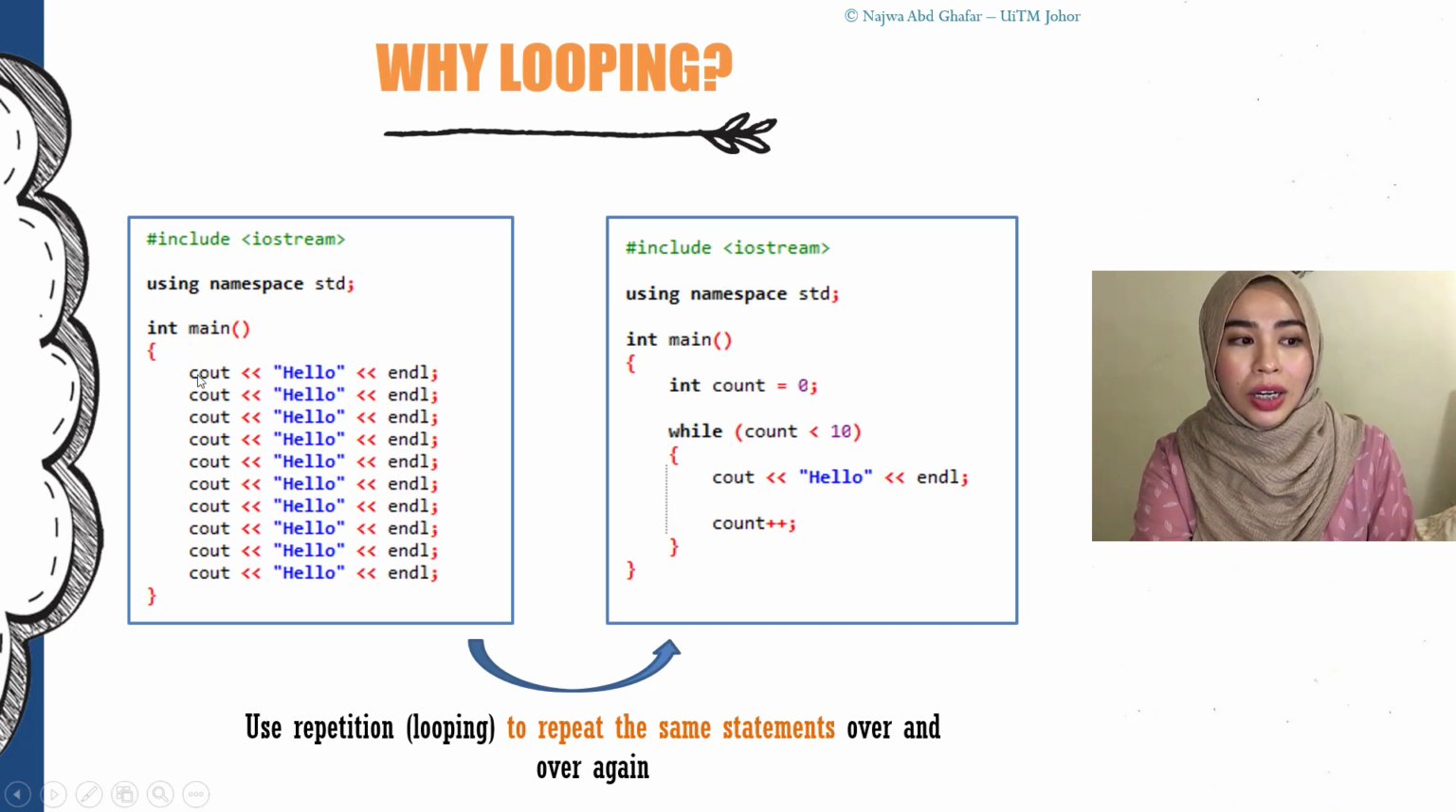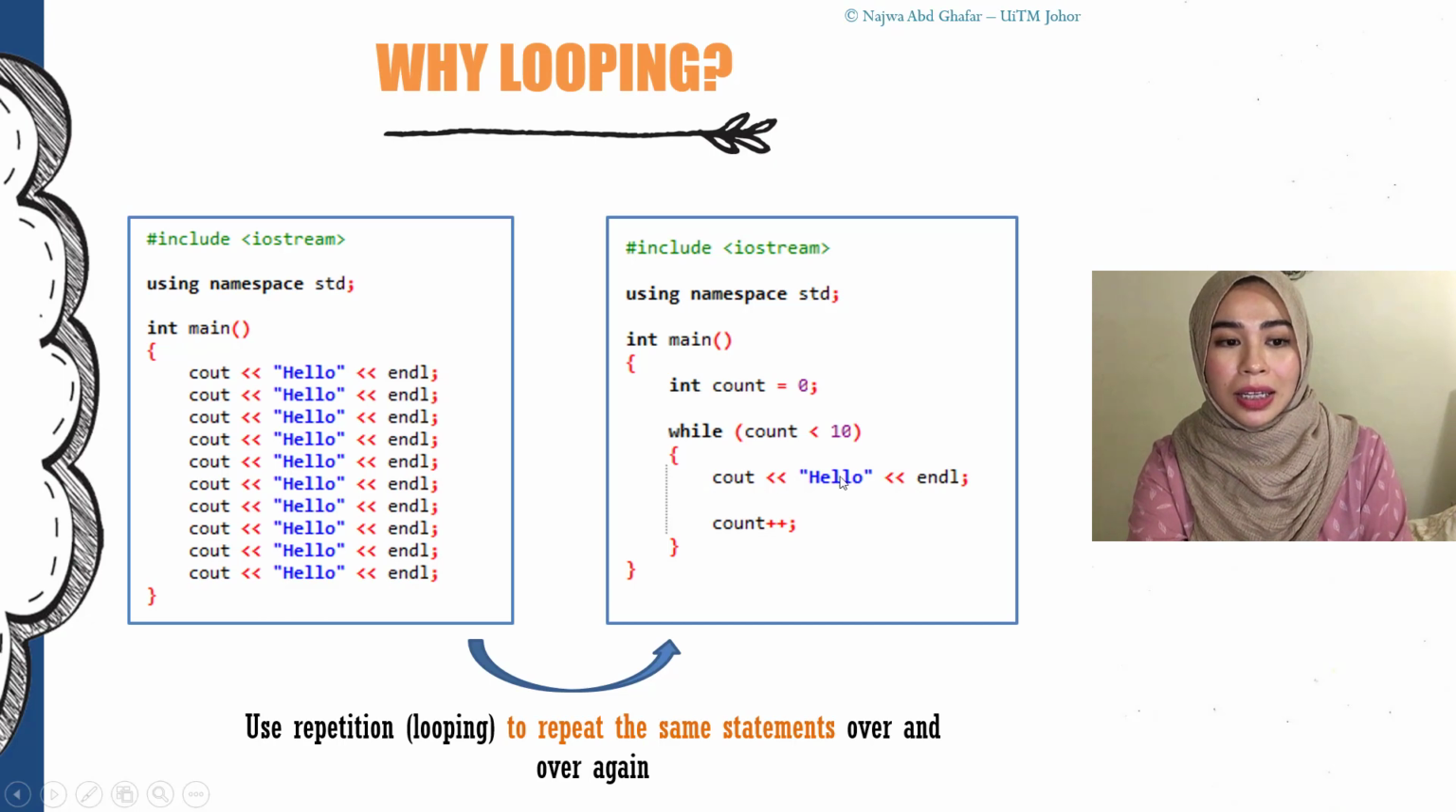In this case, what is the thing that we want to repeat? We want to repeat the word hello 10 times. If you take a look at this program on the right here, this is a program that has used repetition inside here. The thing that we want to repeat is the thing that we place inside of our repetition.